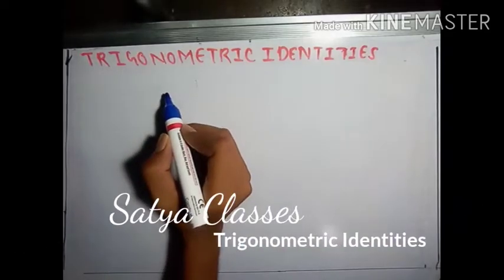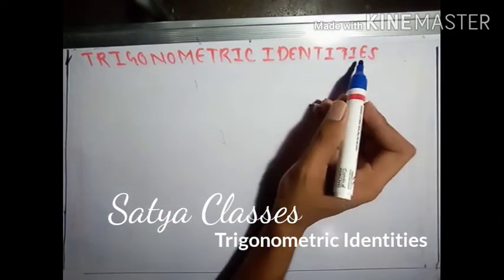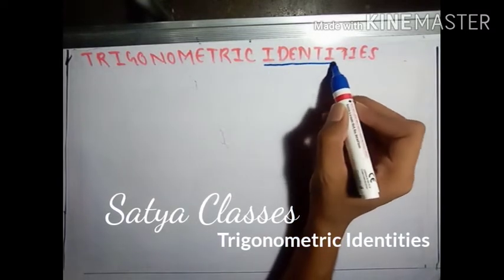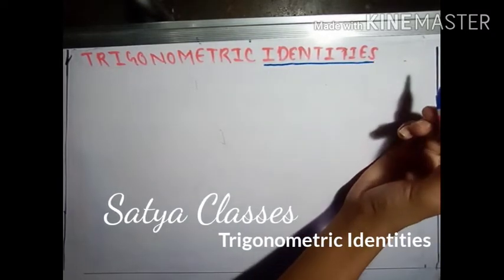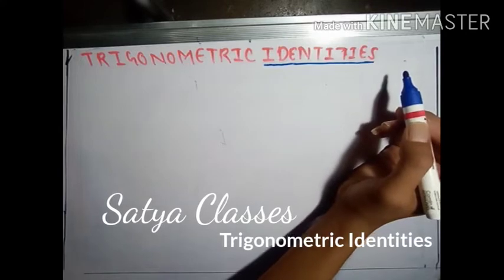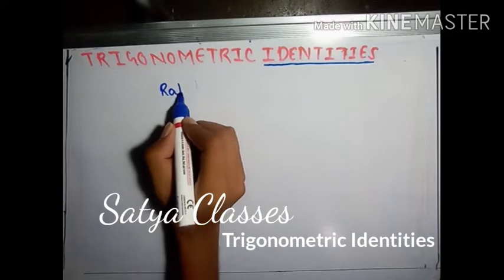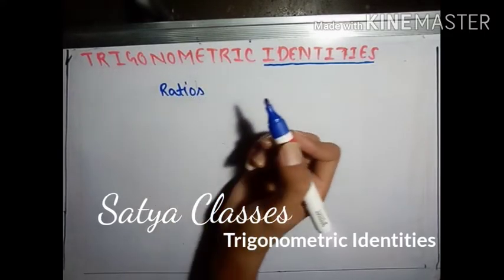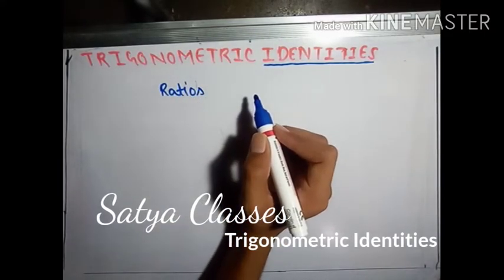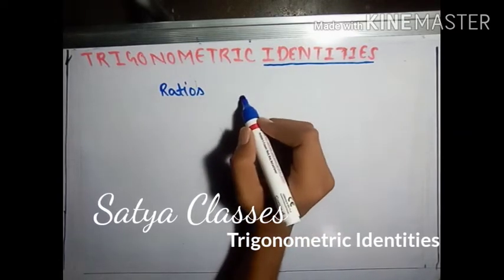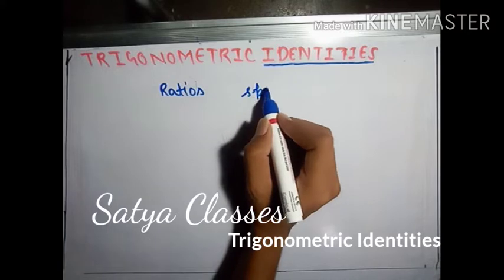We're going to learn about trigonometric identities. So let us explore what the identity means. As I told you, I explained trigonometric ratios, then I explained trigonometric ratios of some specific angles.